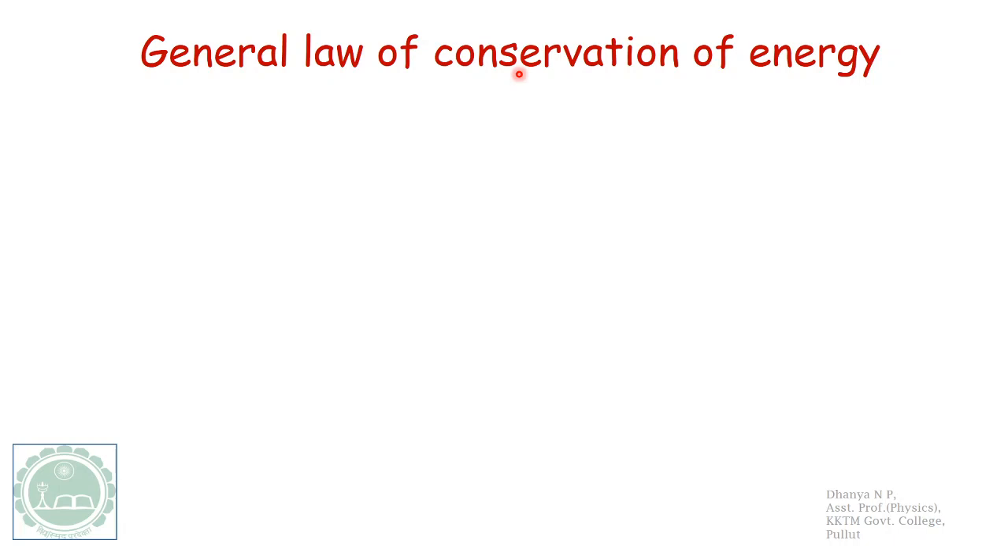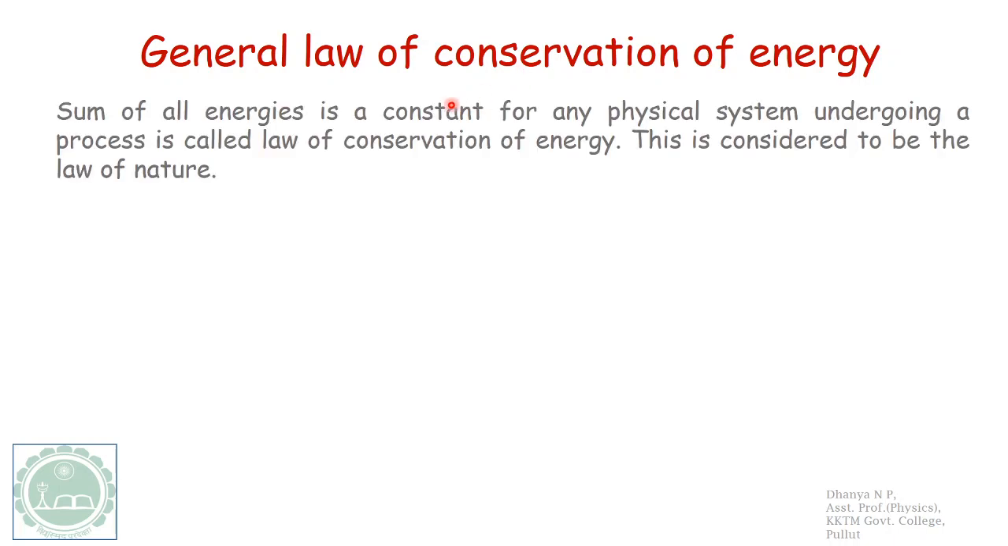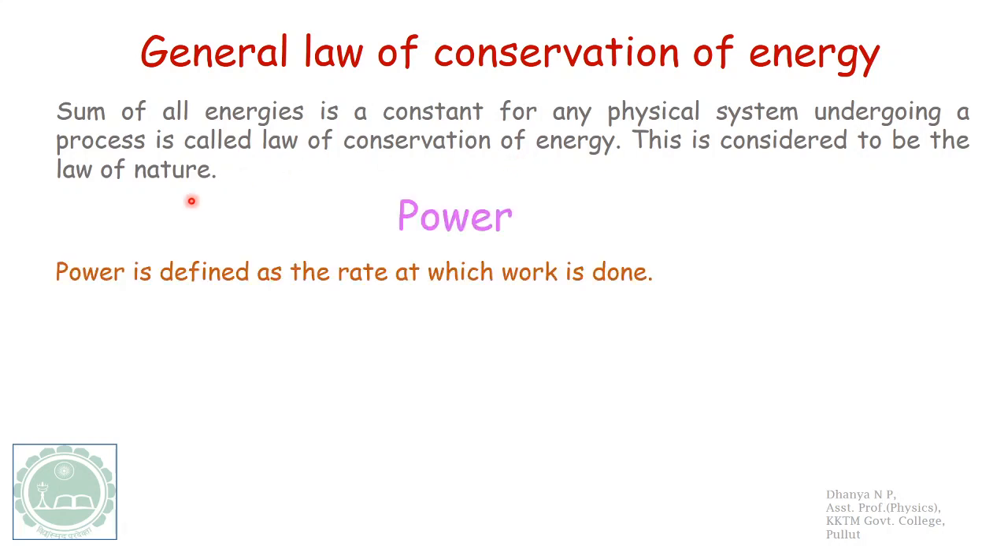Then the general law of conservation of energy. That is, the sum of all energies is a constant for any physical system undergoing a process. This is called the law of conservation of energy, and this is considered to be a law of nature itself. And power. Power is defined as the rate at which work is done, dW by dt, and its unit is watt.